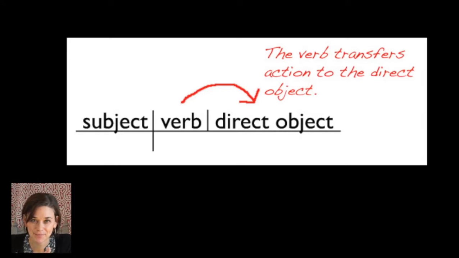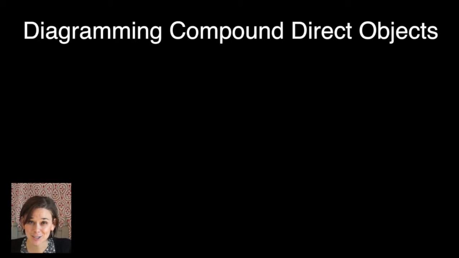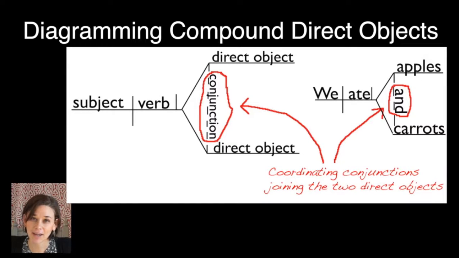Now, before we diagram compound direct objects, do you remember how to diagram regular direct objects? Here's a diagram. Okay, now you have just learned or seen pictures of how to diagram compound subjects and compound verbs. So before I show you how to diagram compound direct objects, take a moment right now to make an educated guess. What do you think the sentence diagram is going to look like for a compound direct object? Have you made a guess? Okay, here's the picture. Here is how we diagram a compound direct object. Did you have it right?